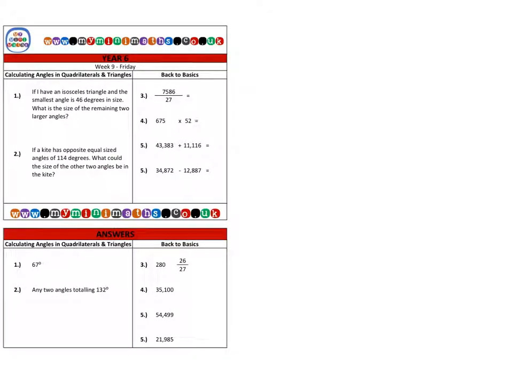And today we're going to be calculating the size of missing angles in quadrilaterals and triangles. And today we have two worded questions. So, on to question 1.